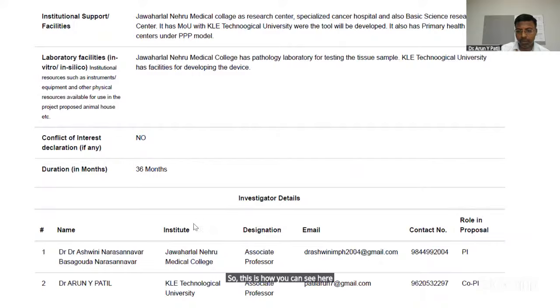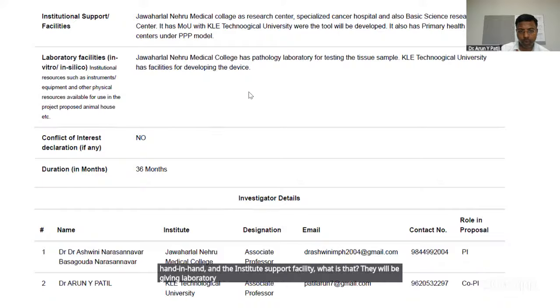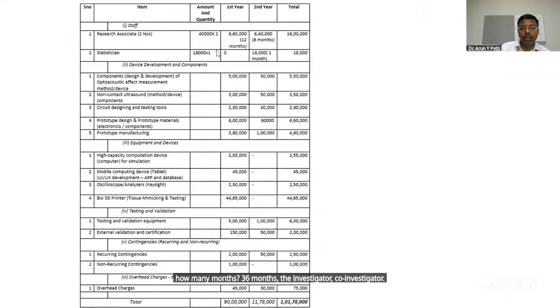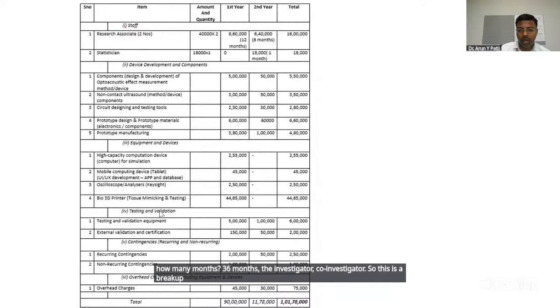All these things will go hand in hand. And institute support facility, what is that? They will be giving laboratory facility for 36 months, for the investigator and co-investigator. So this is a breakup of the whole 1 crore.